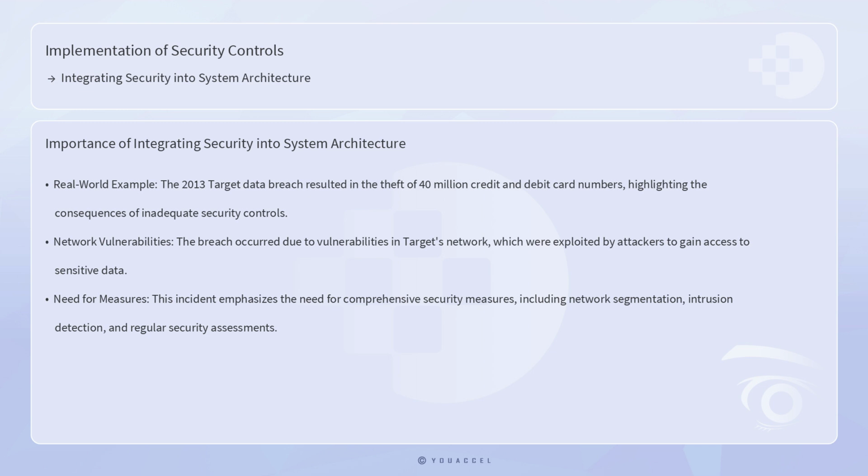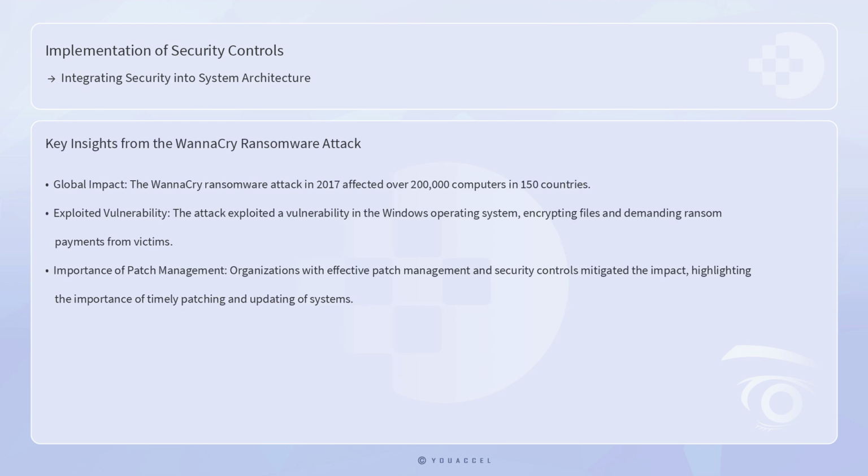against sophisticated attacks. Another example is the WannaCry ransomware attack in 2017, which affected over 200,000 computers in 150 countries. The attack exploited a vulnerability in the Windows operating system, encrypting files and demanding ransom payments from victims. Organizations that had implemented effective patch management and security controls were able to mitigate the impact of the attack, while those with inadequate security measures suffered significant disruptions. This highlights the importance of timely patching and updating of systems to protect against known vulnerabilities.